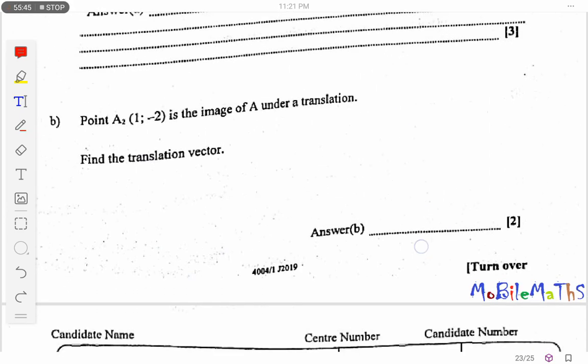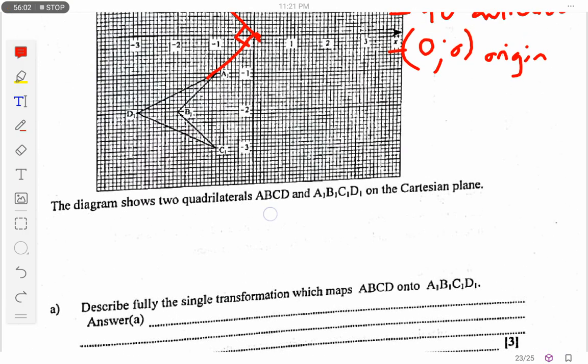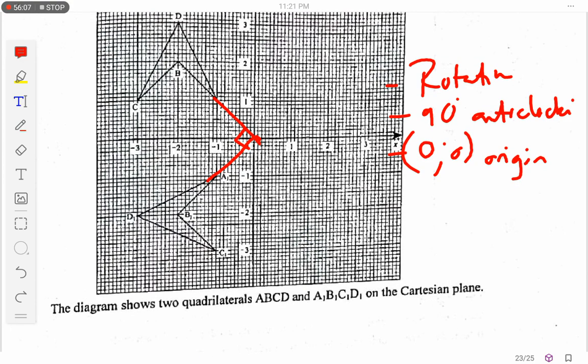Then the last part is saying we have got here a transformation. We are doing a translation actually of A. Point A2 is that one, so we have to find A1. Okay, so A1, let's see A1. A initial one is -1. This is the first one, the initial one, this point of A, which is -1, 1. So we are going to use that one.